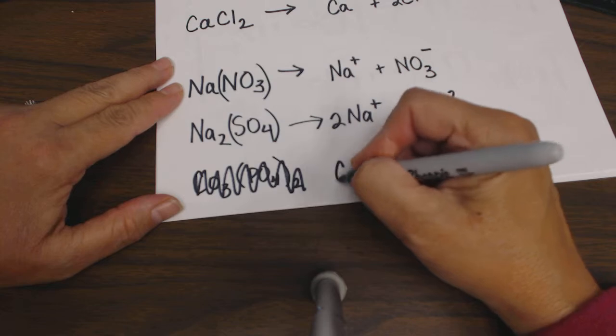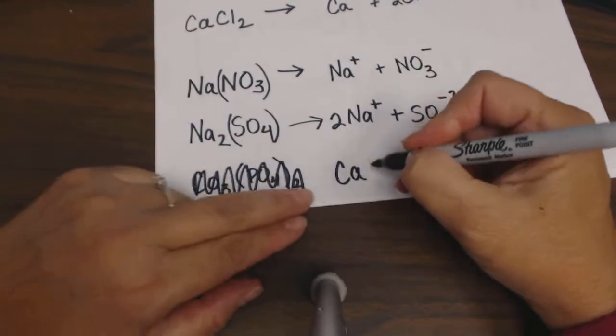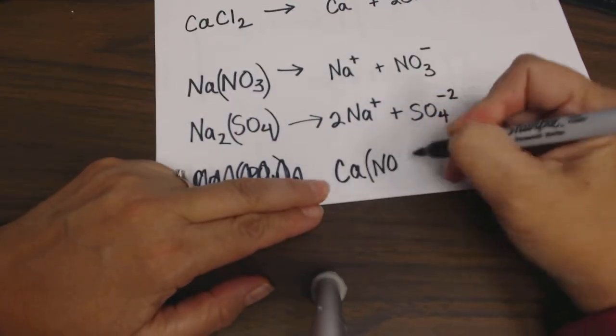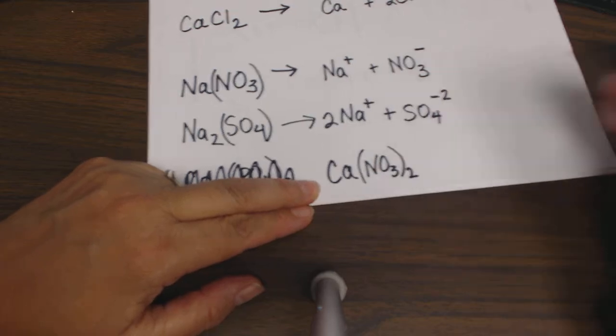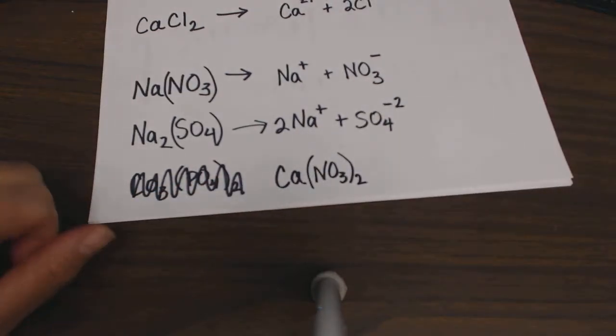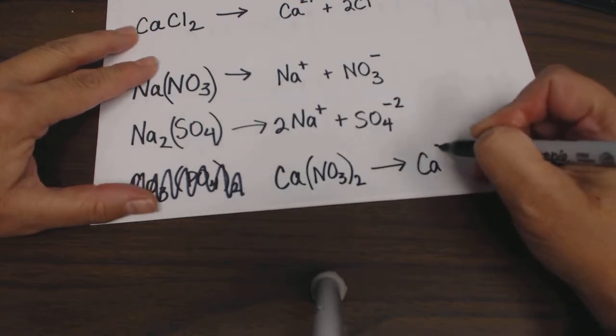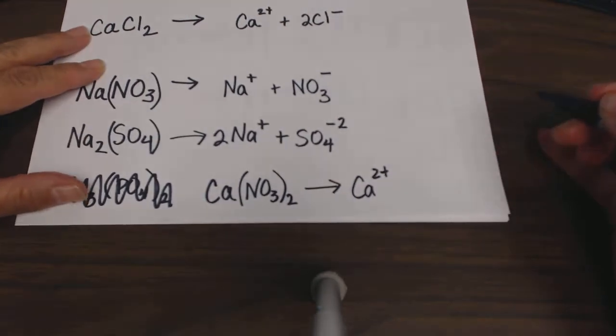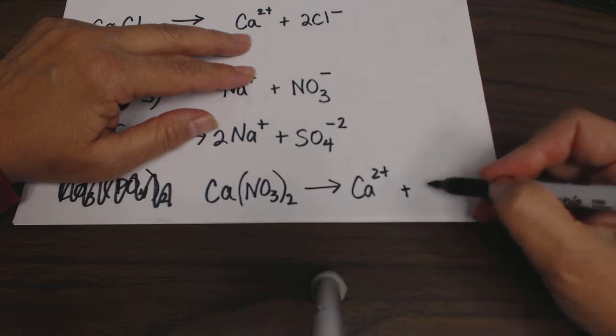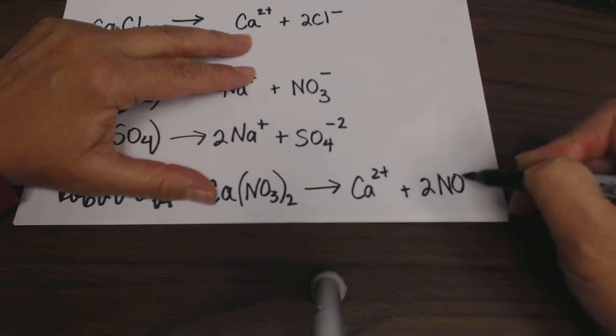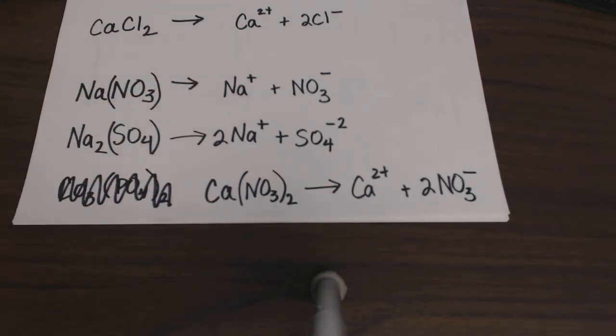What if we have calcium and nitrate? Okay, calcium is a +2, so we have 1 of those, and then I have 2 nitrates. So that's just a little primer on how to pull apart ionic compounds.